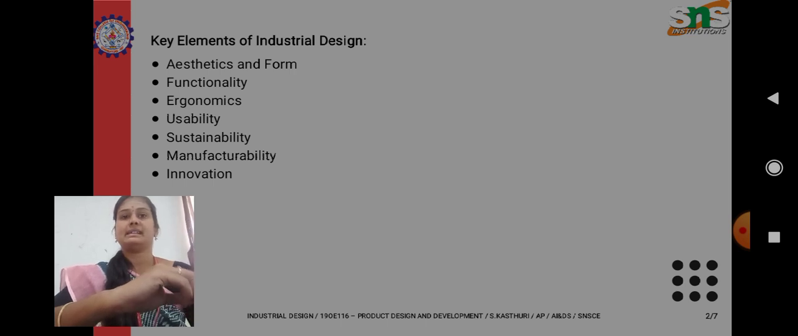Manufacturability in industrial design considers the practical aspects of manufacturing. Products must be designed with production capabilities in mind to ensure that they can be made efficiently and cost effectively using available technologies and materials. Innovation. Industrial designers are often tasked with bringing innovative ideas to life. Whether through new materials, advanced manufacturing techniques or creative problem solving, innovation is at the heart of industrial design.